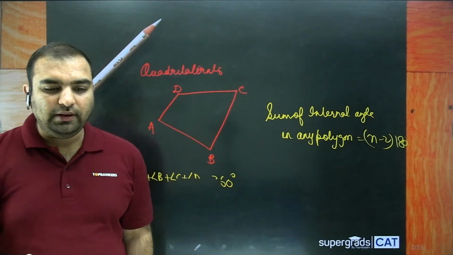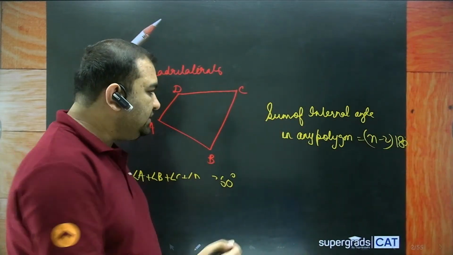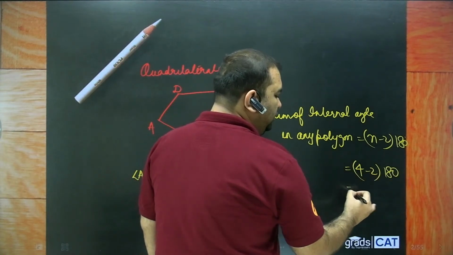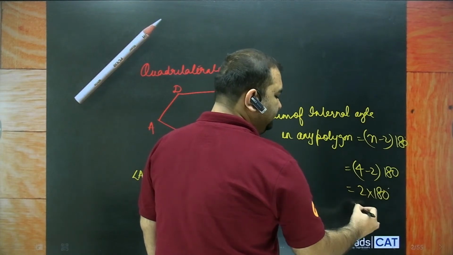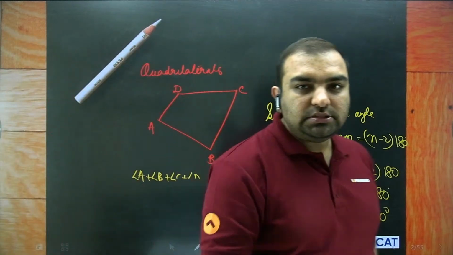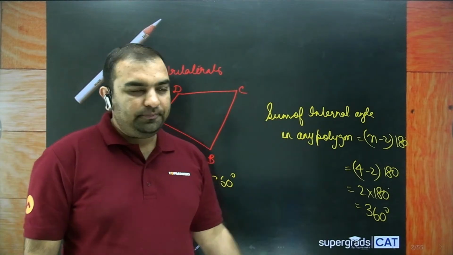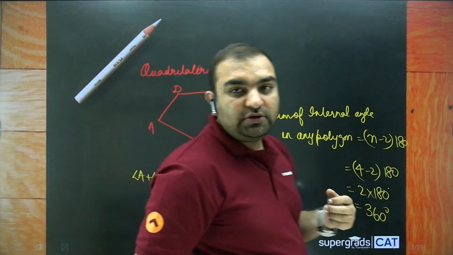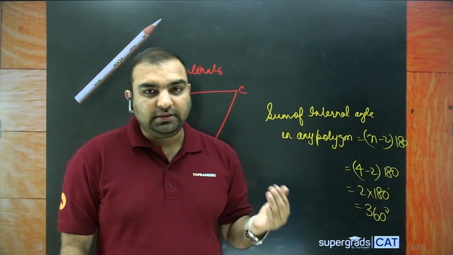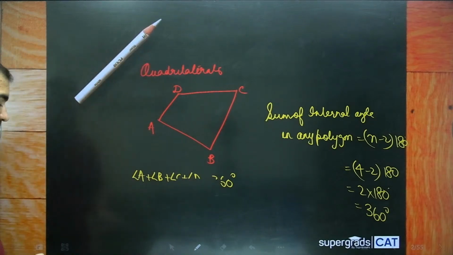So quadrilateral is a polygon having four sides. I'm putting n as 4: 4 minus 2, 2 into 180, 360 degree. So if someone asks you why the sum of all angles of a quadrilateral is 360, you will say, sir, it is (n minus 2) 180. What is the sum of all internal angles of a triangle? (n minus 2) 180, but n is 3. So 3 minus 2 is 1, 1 into 180, 180. Okay, so this you should be aware of.